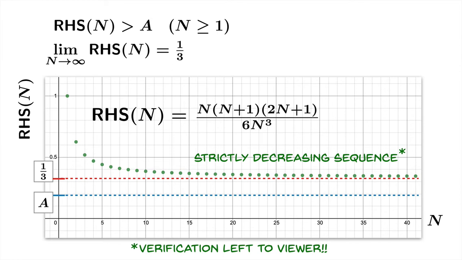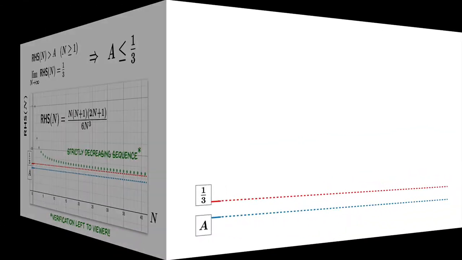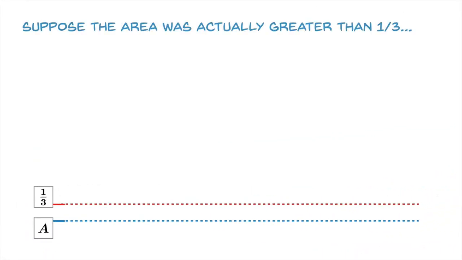And that's going to make our proof clear in a moment, because we claim that taken all together, this information tells us that the actual area has to be less than or equal to 1/3. Now, why is this true? We're going to prove it by contradiction.